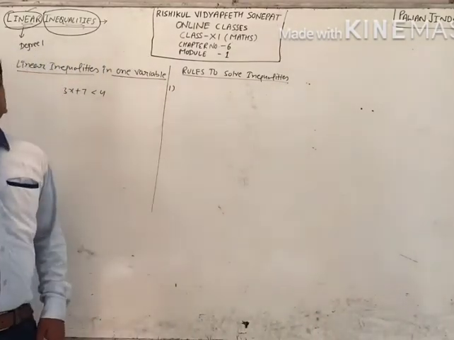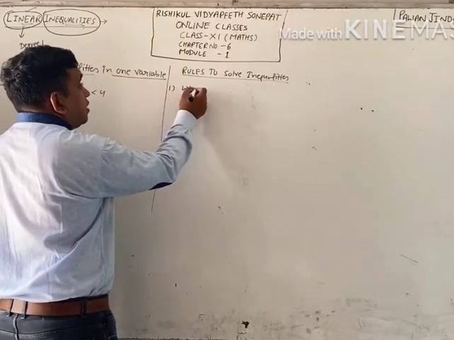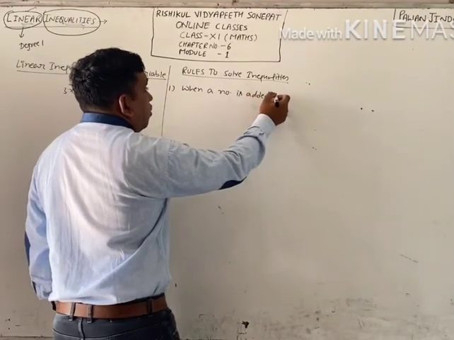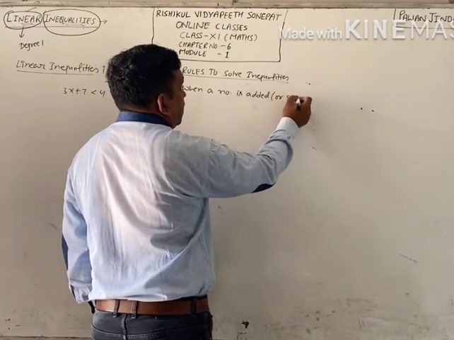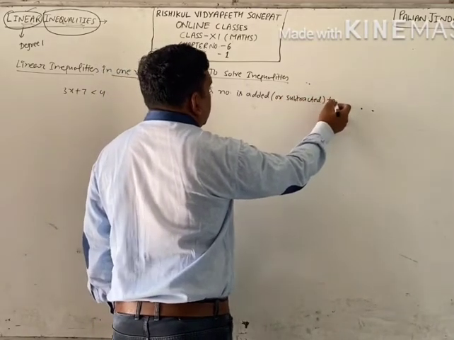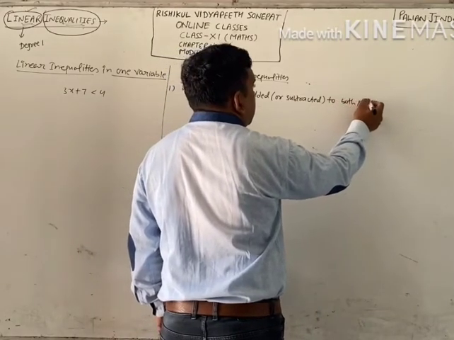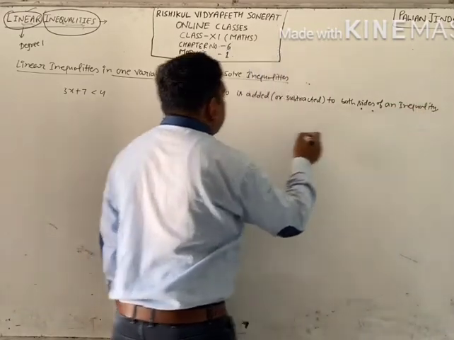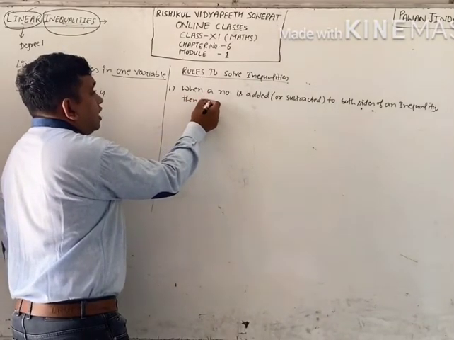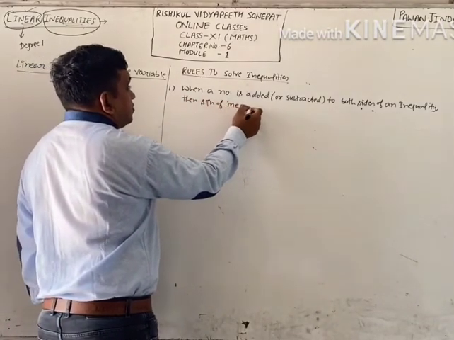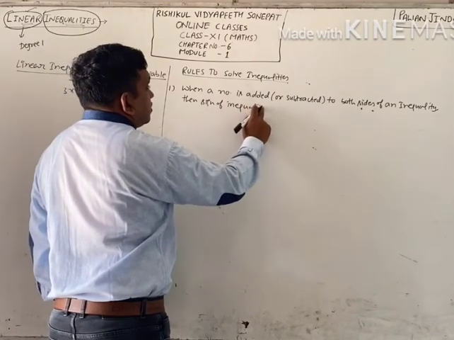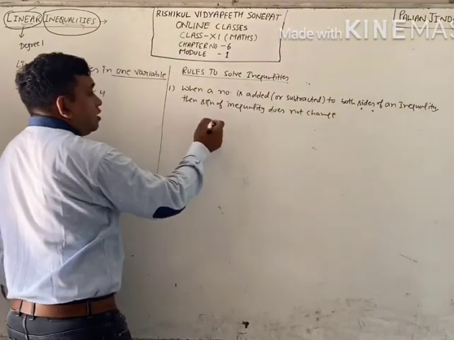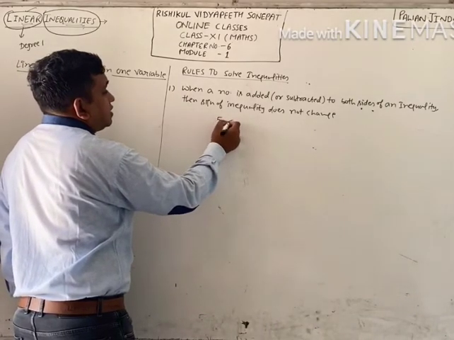Rule number 1 is when a number is added or subtracted to both sides of an inequality, then sign of inequality does not change.